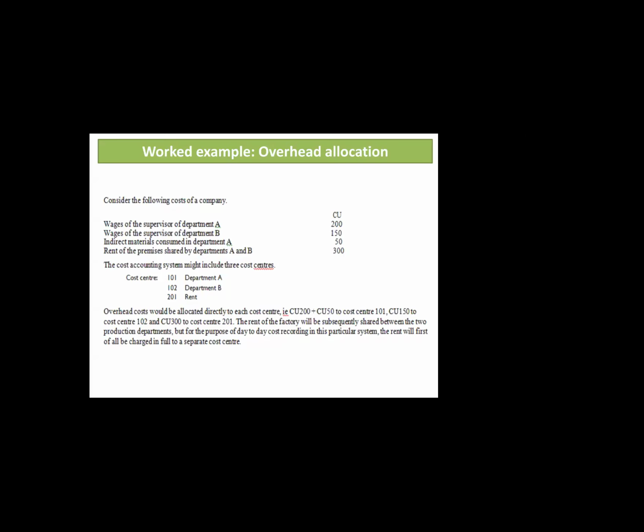So here 300 is rent. We cannot segregate it 150, 150. We have to be logical before segregation. Say A is using 80% of the rent. So 80% of the cost has to be borne by A and B has to bear 20%. So we have to be logical while segregating or allocating cost among the divisions.